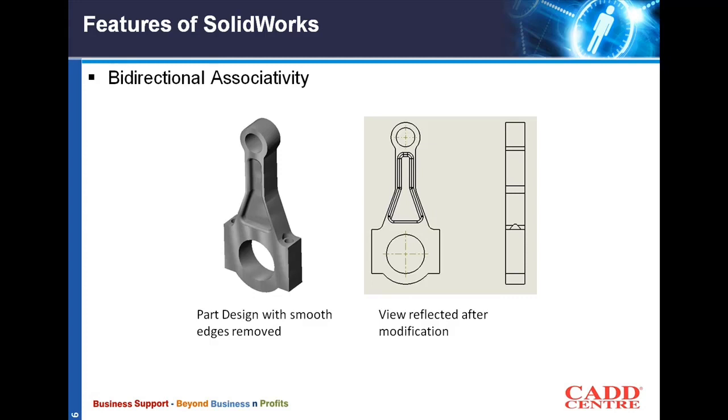And if you reduce the hole size, it will also reflect in the associative drawings. And moreover, if he changes anything in the drawing environment, that is in orthographic views, it will reflect in the part and assembly. This is what we call bidirectional associative. And now these 3 features are common in almost all the modeling software.